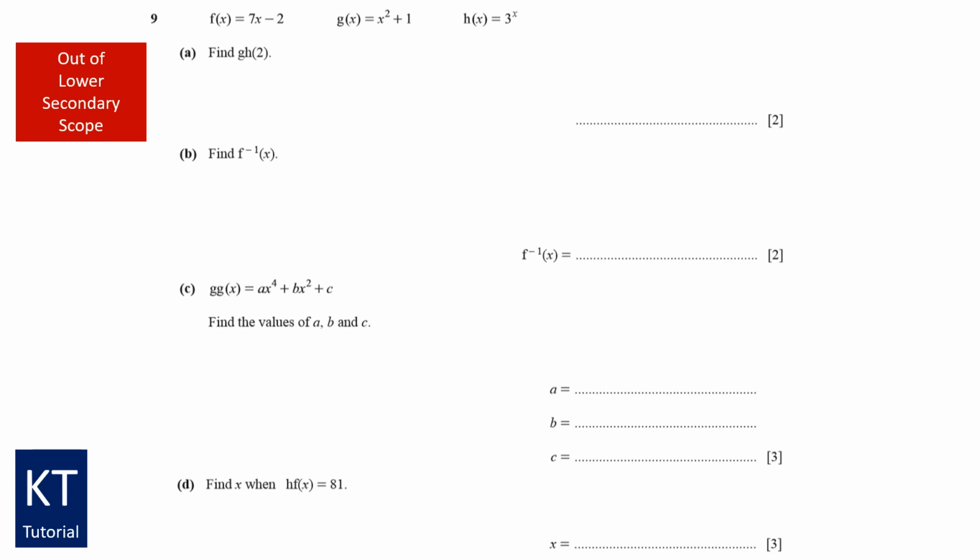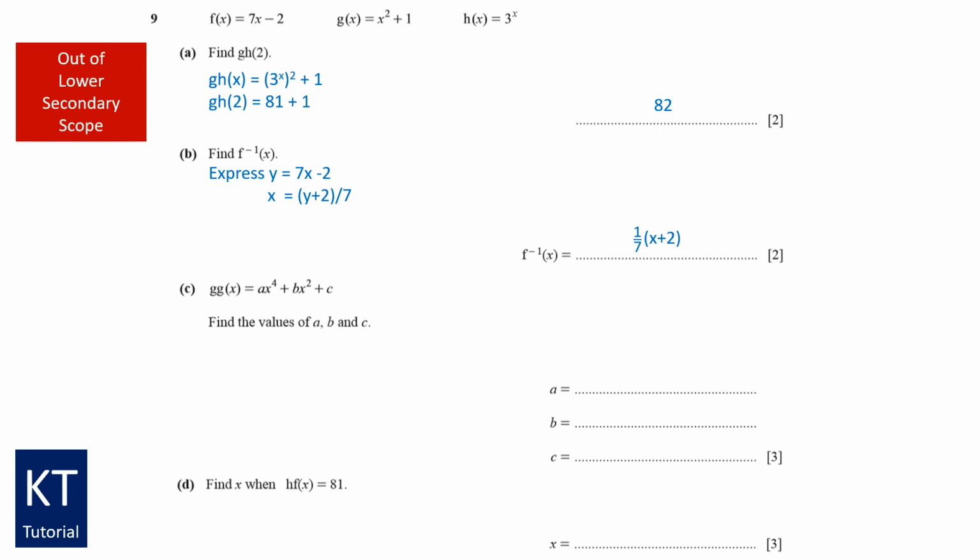Question 9. From the three given functions, find the function gh2. This would be inserting 3 to the order of x into the x within x squared plus 1. Next question. Find the inverse of function x. Here you start expressing the function of x as y, then rearranging such that x is expressed in the form of y. The inverse of the function x takes on this expression.